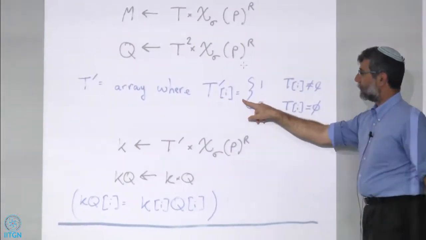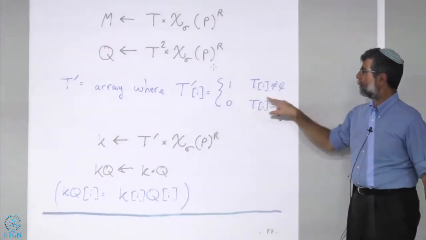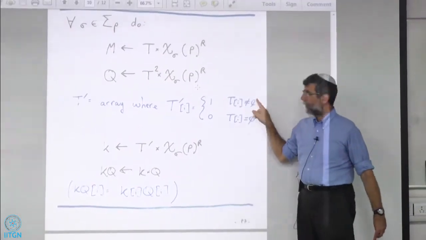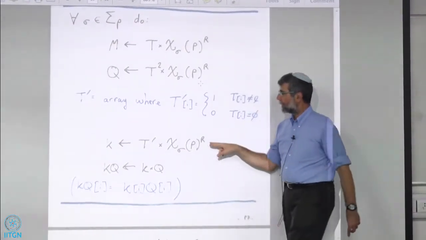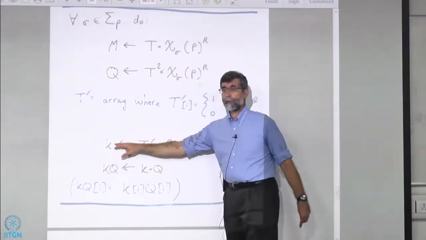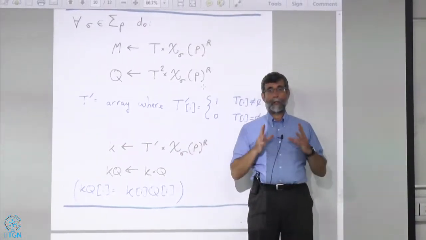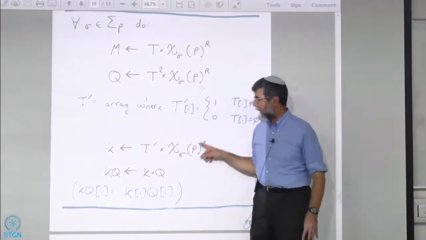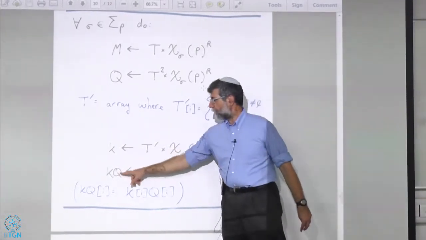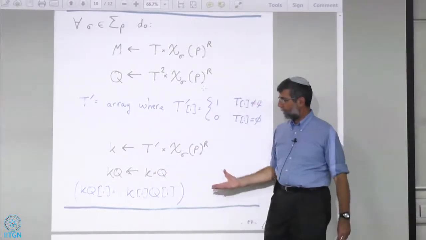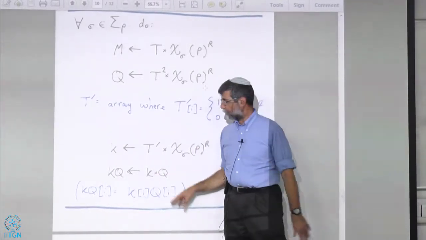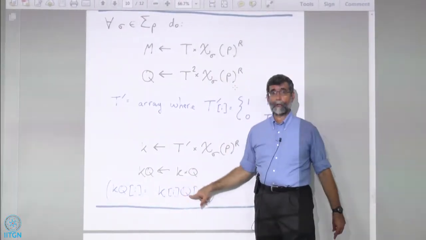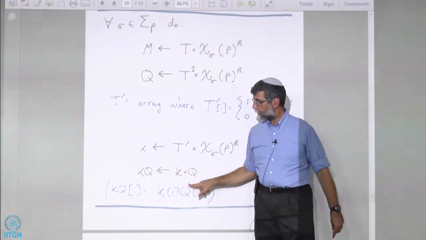T prime is going to be the array where T prime is 1 if the number is not a don't care, and 0 if it is a don't care. So T prime times chi sigma is going to give us exactly the K. Those are the numbers, the real numbers that I actually count for this particular location. Now, K times Q is going to be K times Q in the 1-by-1 multiplication. So K times Q, Q was T squared, so that's K times the sum of the squares.